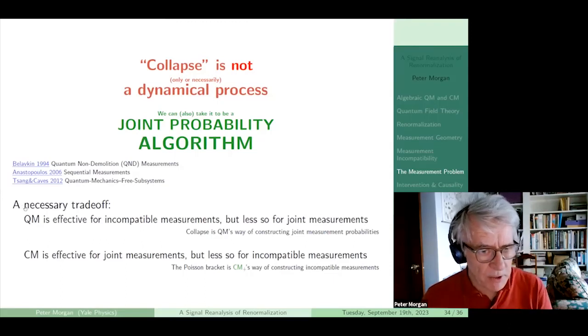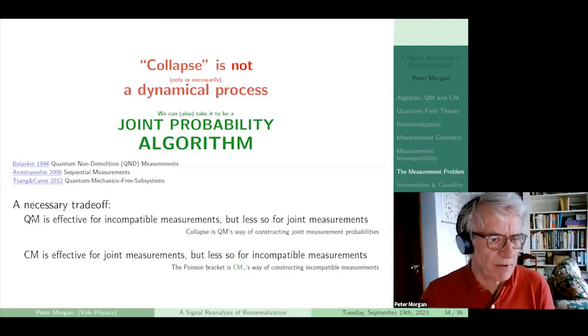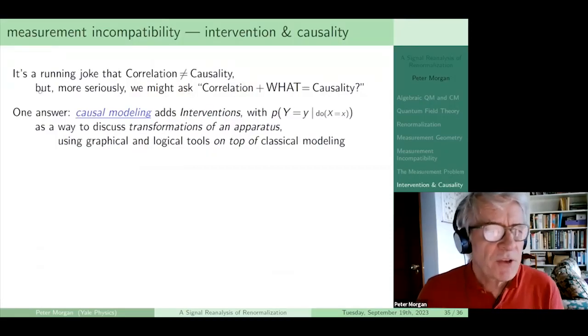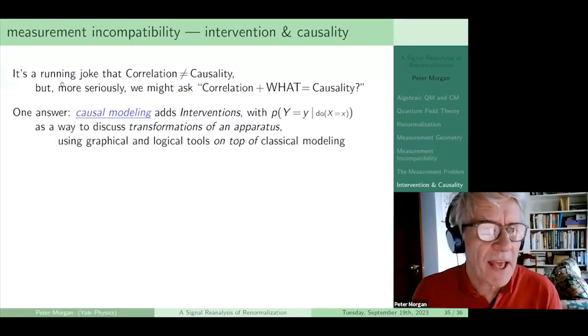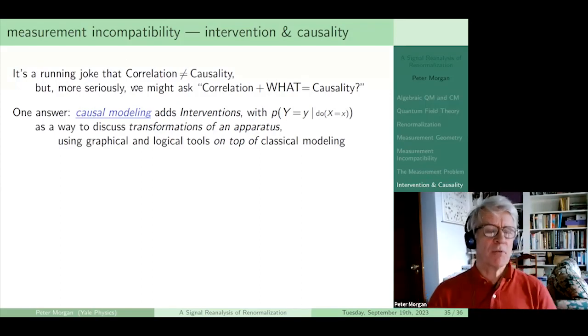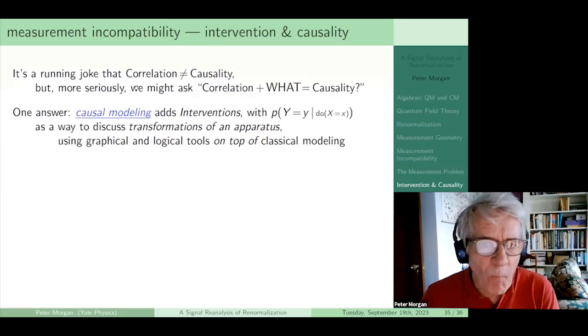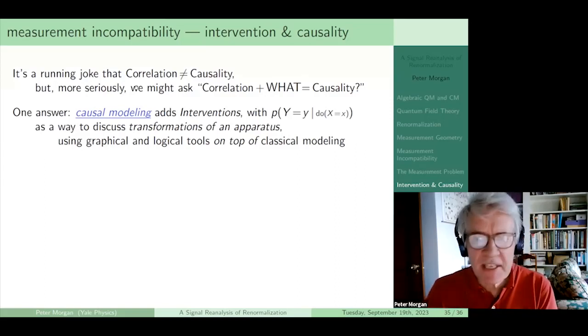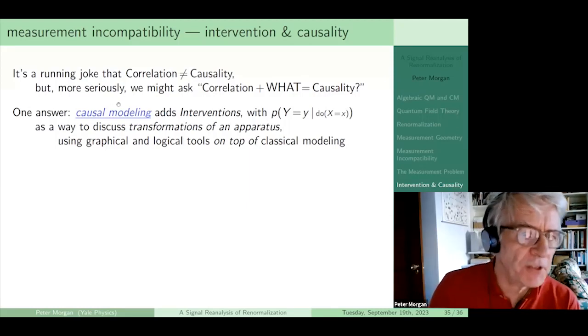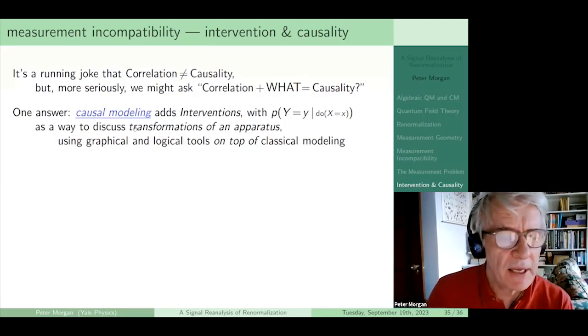I'm going to skip this because it just says that quantum mechanics is better for some things, classical mechanics is better for other things. So, almost finished. You can find no end of comics that say correlation is not equal to causality. But what do we have to add to correlation to give us causality? One answer you can find in the philosophical literature on causal modeling is that we should add interventions.